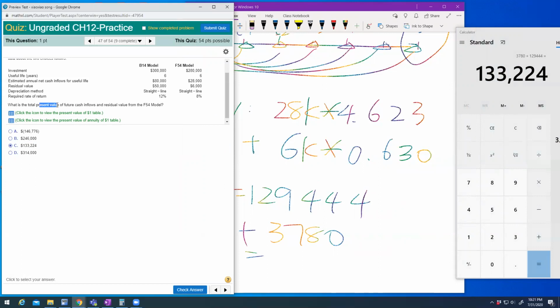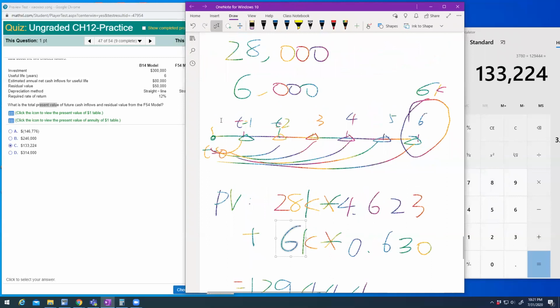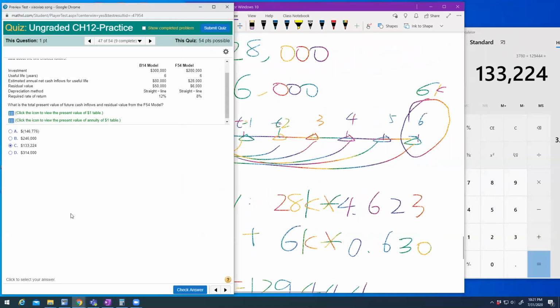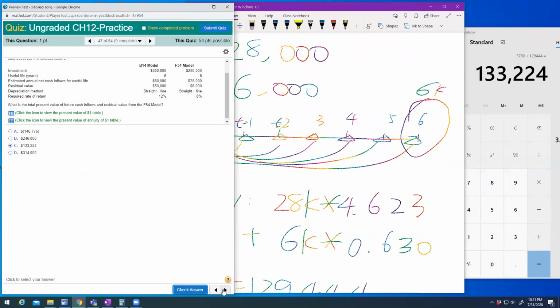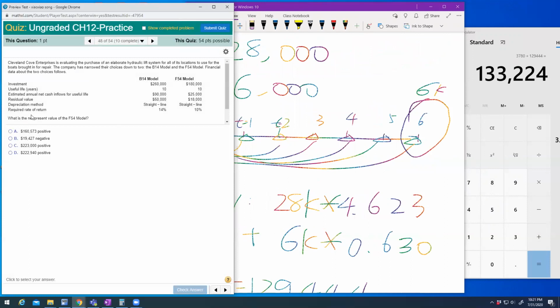This is asking you just the present value. It doesn't ask you the net present value. So you do not need to deduct the initial investment. Be very careful when you do the questions. Make sure you know what the question asks you. Next one is asking about the net present value.